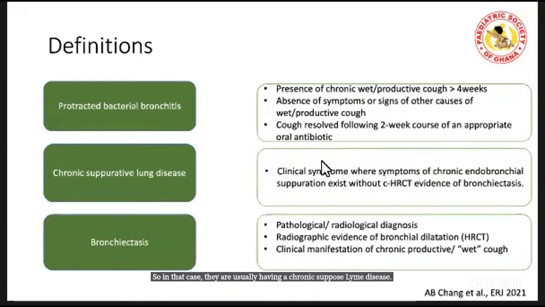Then when you have at the far end of the spectrum, you have bronchiectasis. So bronchiectasis is actually a pathological or radiological diagnosis. You can only diagnose it when you see it on the CT scan, that the airways are dilated, either cylindrical or cystic, circular, as you see it on the X-ray. So that is when you say the child has bronchiectasis. So once you've not done a CT scan to see those changes, usually you put them under the umbrella of chronic suppurative lung disease. Okay, so we'll move on.